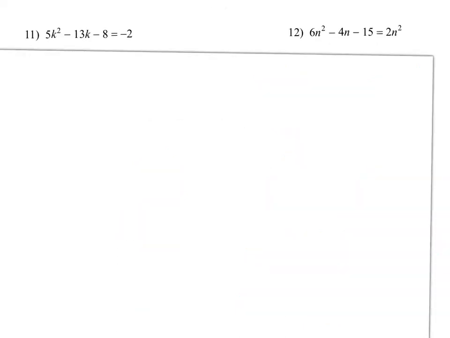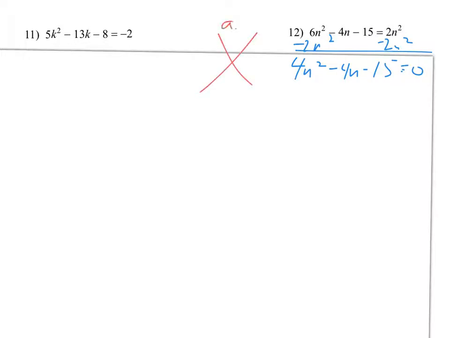All right, next up, number 12. So on this one, I'm going to get one side to 0 first. So I'm going to subtract that 2n squared over. So I got 4n squared minus 4n minus 15 equals 0. So now we're going to try to factor this. We're going to think of two numbers that multiply to a times c, which is negative 60, and add to negative 4. So that sounds like it's going to be 10 and 6 with a negative 10 there to make that add to a negative.